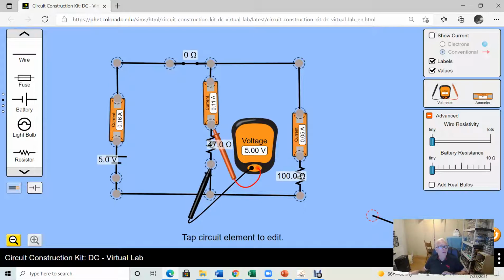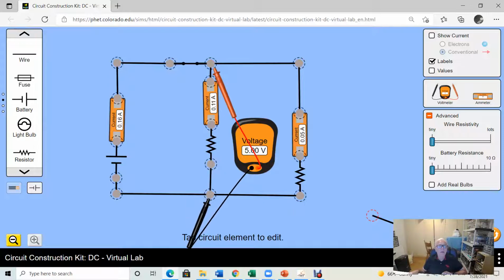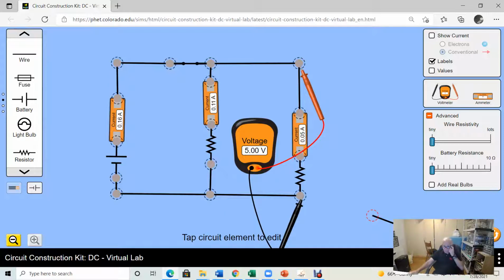Let's go to the values. 5-volt battery, 5 volts drop in the resistor, whether it's here, here, here, or here, because all those wires and the ammeter have 0 resistance. You do the same for the second resistor. Because it's connected in parallel, you still get 5 volts, whether it's here, here, or here.